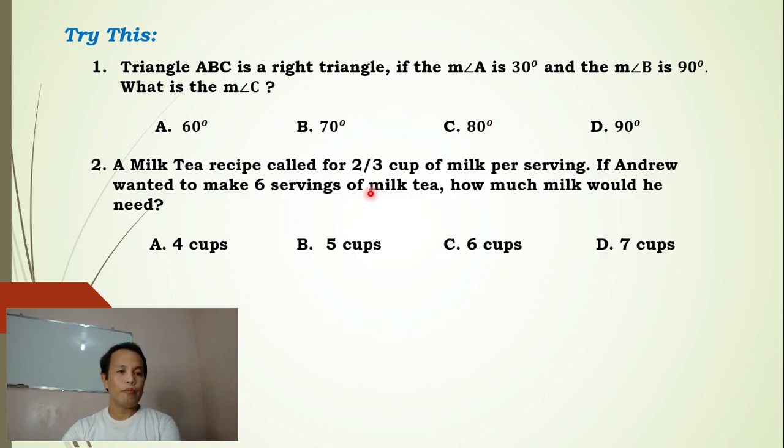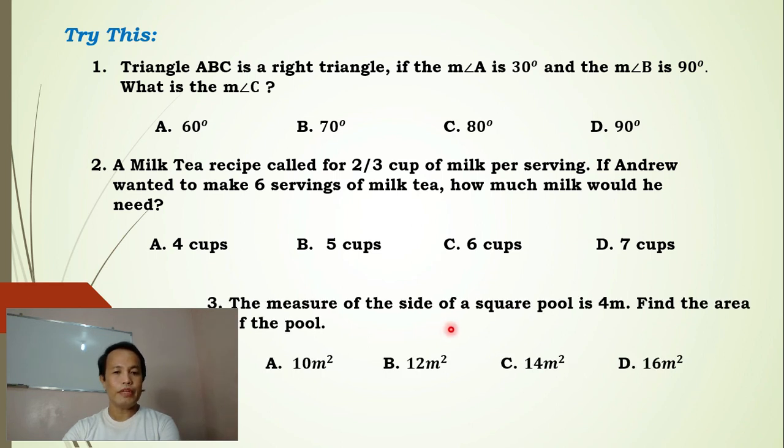Number 2. A milk tea recipe called for 2/3 cup of milk per serving. If Andrew wanted to make 6 servings of milk tea, how much would he need? A. 4 cups, B. 5 cups, C. 6 cups, D. 7 cups. Again, this problem is similar to the second problem that I presented.